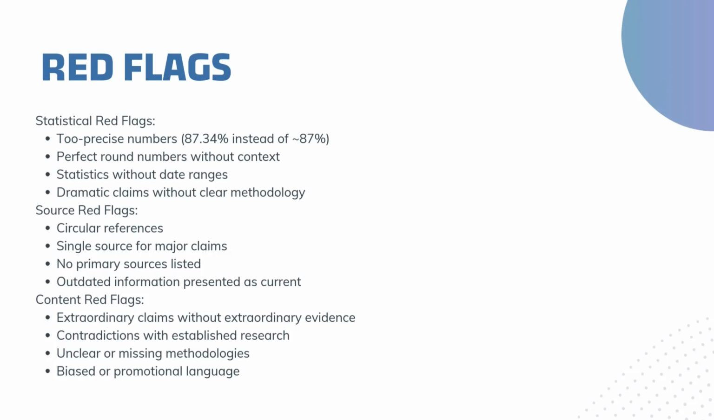Source red flags would be circular references, single source for major claims, no primary sources listed, and also outdated information presented as current information. And some of the content red flags would be extraordinary claims without extraordinary evidence, contradictions without established research, unclear or missing methodologies, and also biased and promotional language.